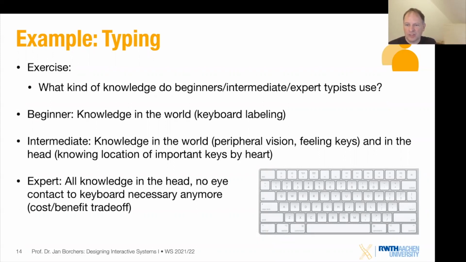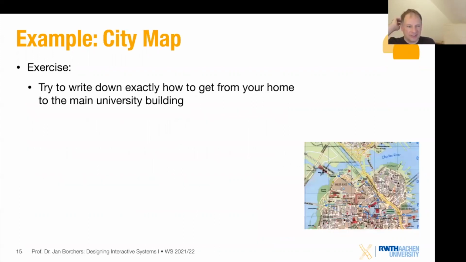All right, one more little exercise for you. That'll also only take a minute. You can either do this in text with a textual list or with drawing a map. Try to write down exactly how you get from your home to, for example, the main university building, right, where the Audimax is.